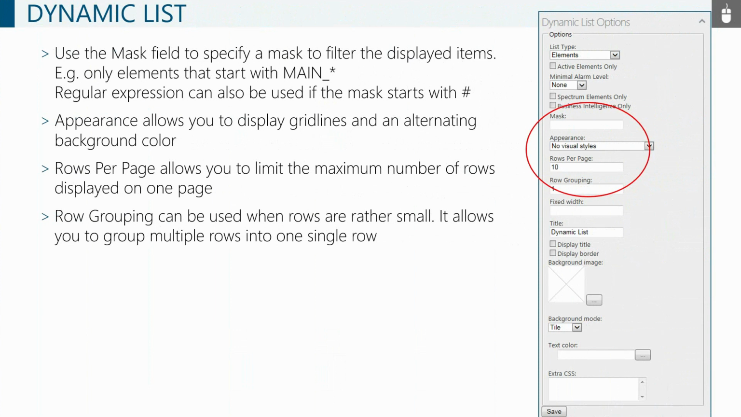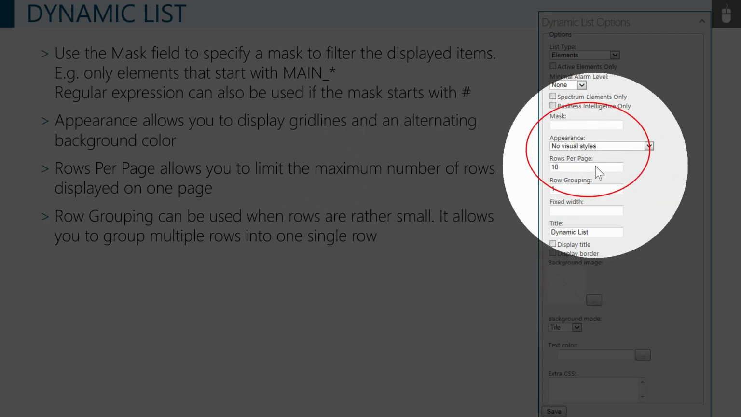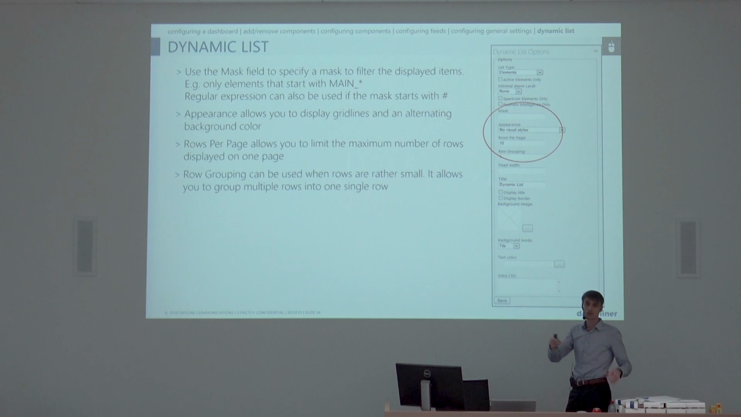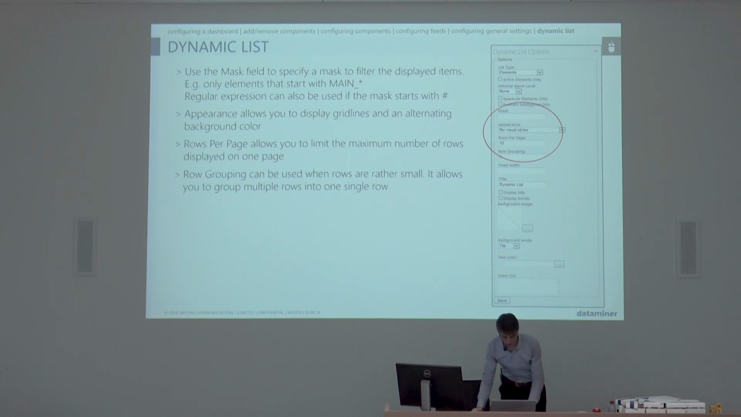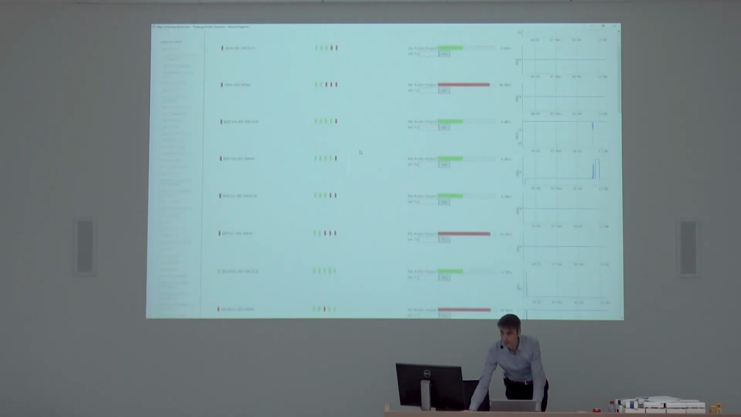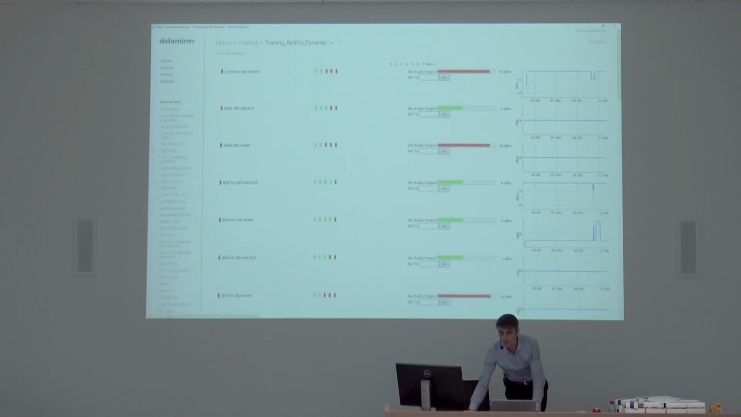I played with the visual appearance. What is that? Rows per page and row grouping. You saw that it was paged because as soon as I have more than 10 Philips devices, it was showing paging. So you can define how many there are on one page. It's by default 10 items, and then you need to go to the next page.